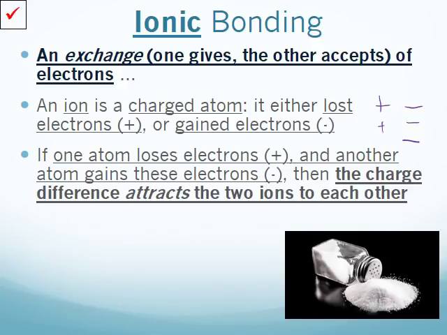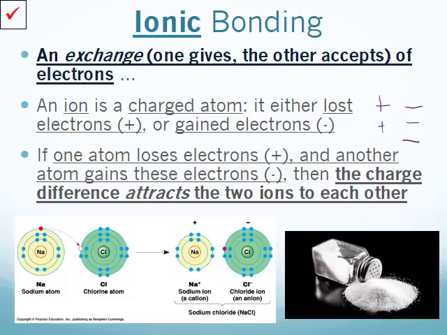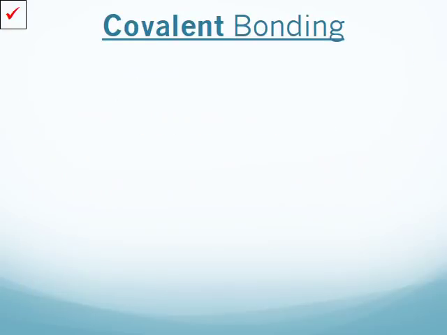Opposites attract, so the positive and the negative will come together, attracting the two to join each other. The most classic example of this is sodium chloride, where sodium donates an electron and chlorine accepts it. Sodium is now positive, chlorine is negative, and when these two come together, that creates sodium chloride, or table salt.